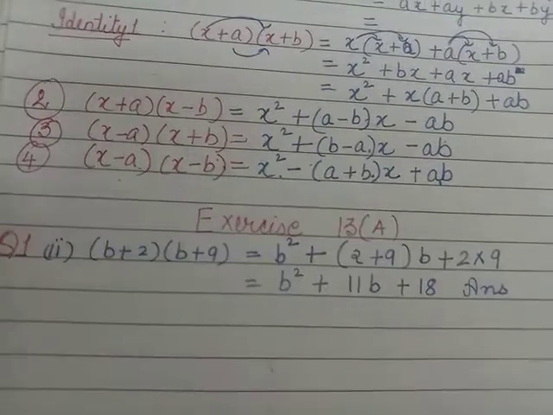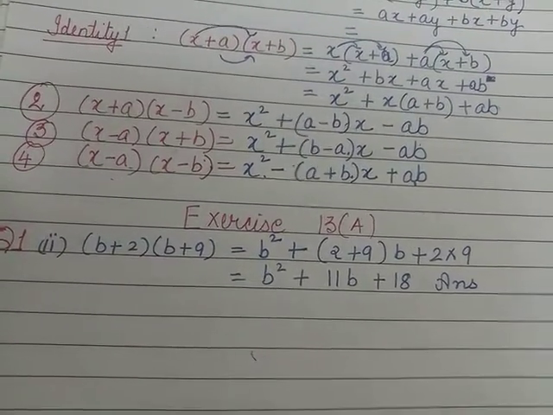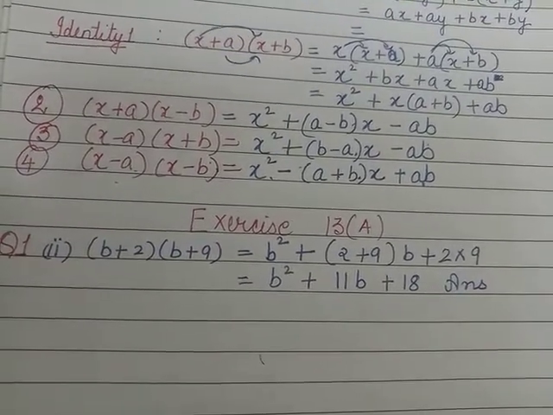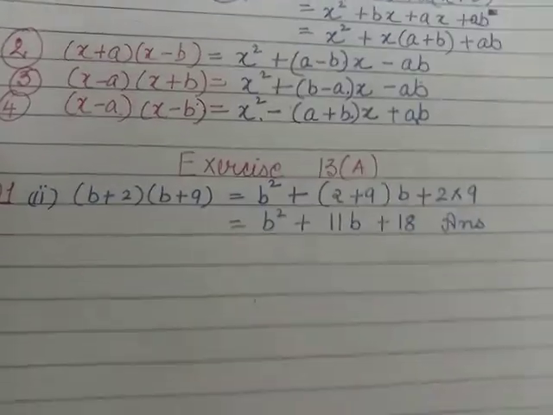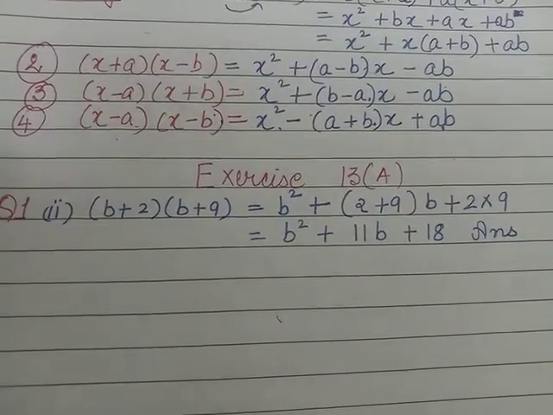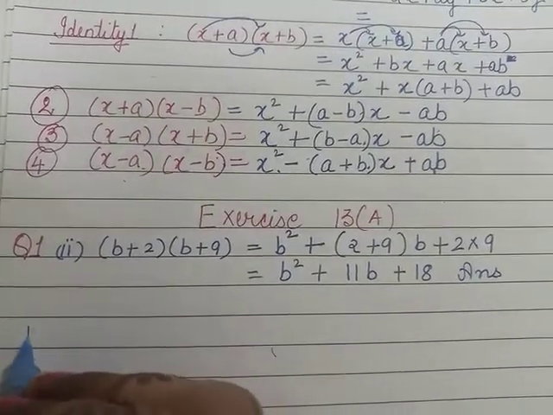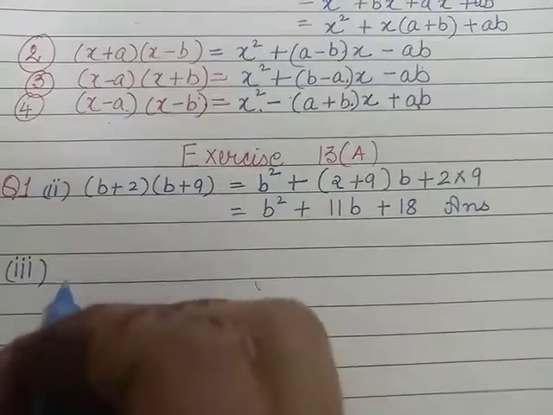See student, in all the questions up to 6 or 7 we have 4 parts. So in question number 1, we are going to do the last 2 subparts in the copy, that is the third one and the fourth one. I have discussed the second one. Now I am going to discuss the third one.